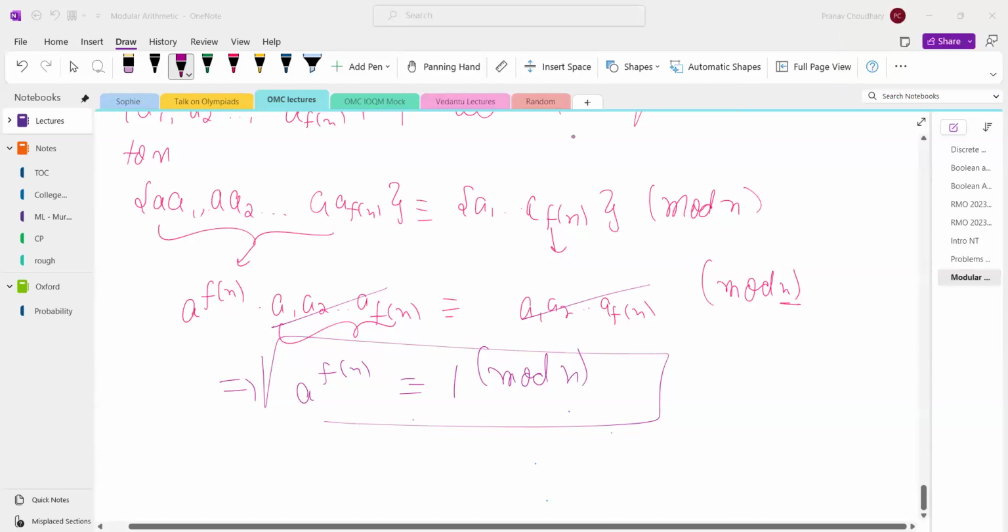Bhaiya, in f of n, there would be only one value which would satisfy this equation, right? Moksha, your voice is breaking. Can you repeat? I said that in the set f of n, there would be only one value which would satisfy this equation, right?